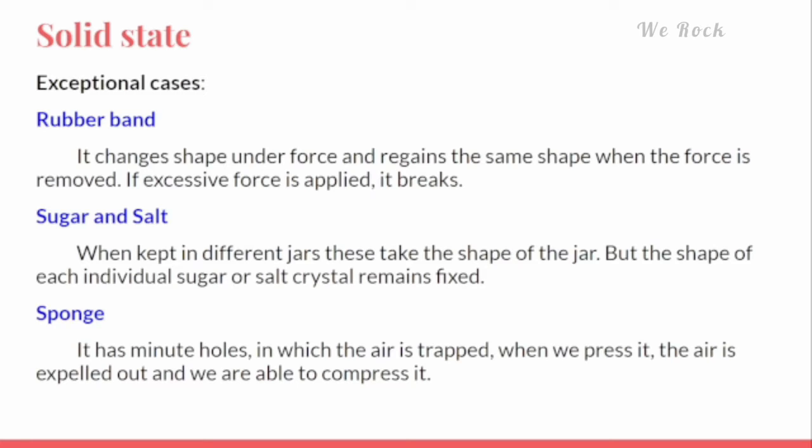Exceptional cases. Rubber band. It changes shape under the force and regains the same shape when the force is removed. If excessive force is applied, it breaks. Sugar and salt, when kept in different jars, take the shape of the jar, but the shape of each individual sugar or salt crystal remains fixed. Sponge. It has minute holes in which air is trapped. When we press it, the air is expelled and we are able to compress it.